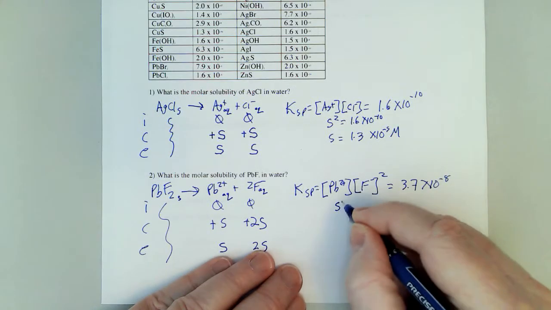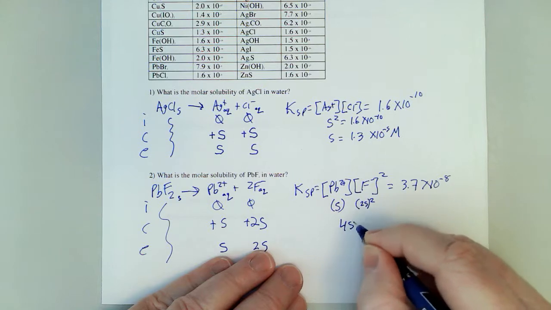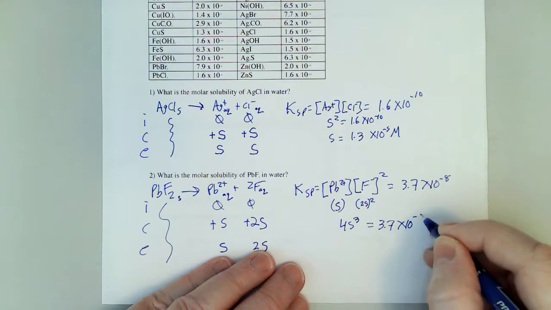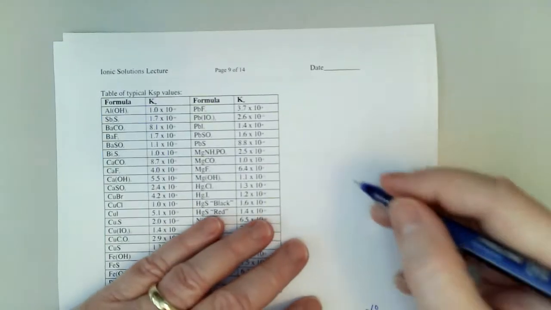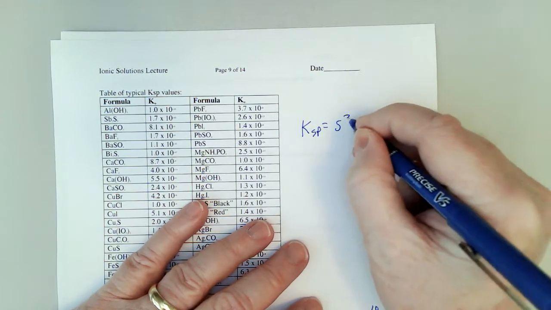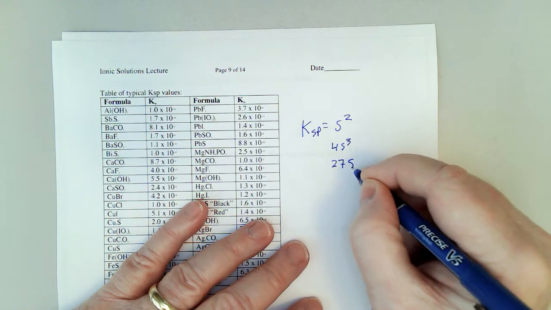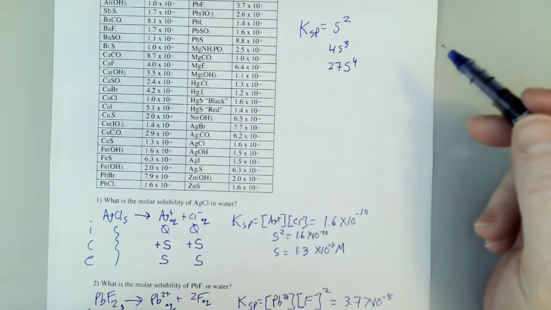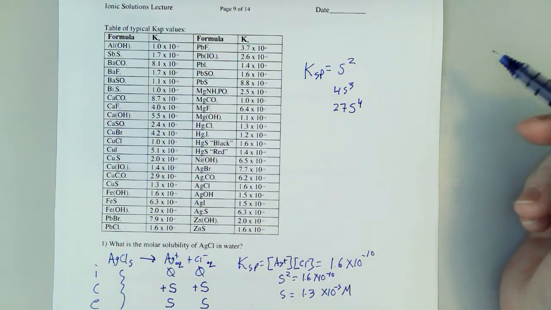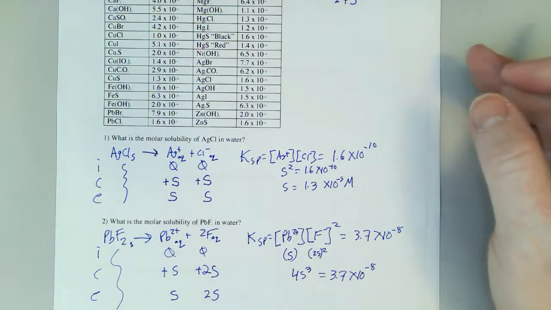Now this is S, and this is 2S, but it's squared, so that's 4S cubed, which equals 3.7 times 10 to the negative 8th. Now, Ksps usually just take one of three forms: S squared, 4S cubed, or 27S to the fourth, depending upon how many ions are present. 2 ions, 3 ions, 4 ions. If you know those three, you're set for pretty much all the questions you're going to encounter.